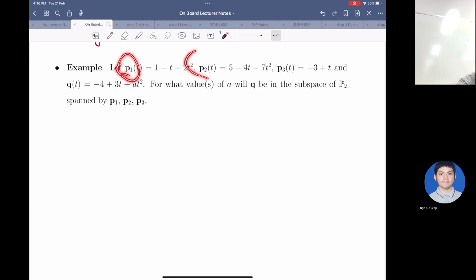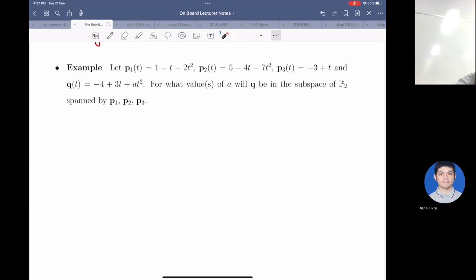polynomials, call it P1, P2, P3, and Q(t). There are 3 polynomials here, 4 polynomials here. This one is easy, no need to do anything. It just gives you 4 things. For what values of A? So meaning you need to find something about A. Will Q be in the subspace of P2? Remember what is P2?